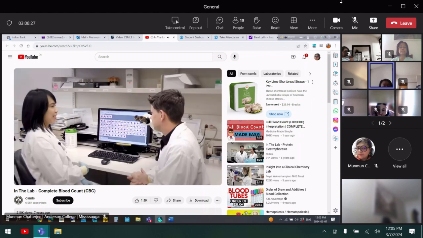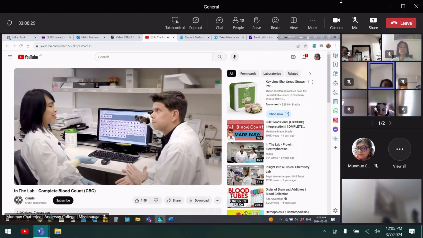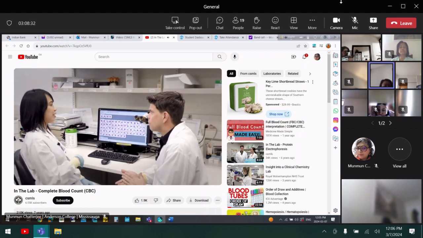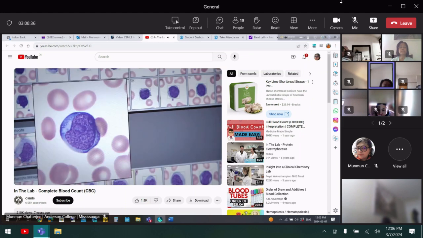Okay, let's go. So this is the morphology room. So once slides come off the stainer, they come into here, and this is where we look at it underneath the microscope. So what we have here is an abnormal cell. It's actually one of the cancer cells that you would see in a leukemia patient.